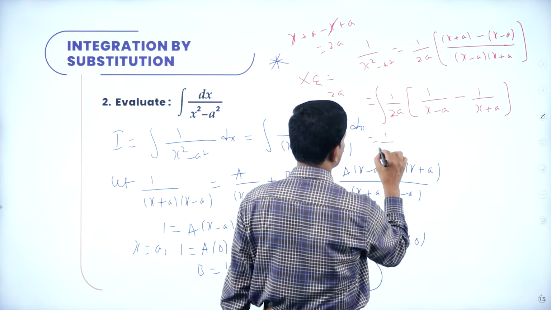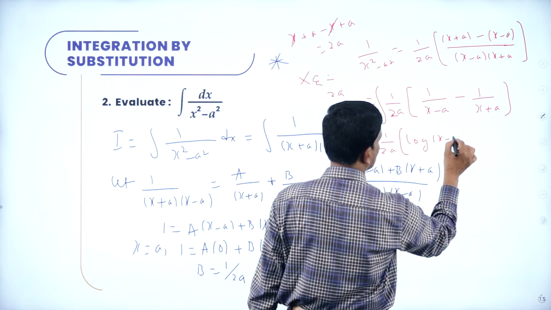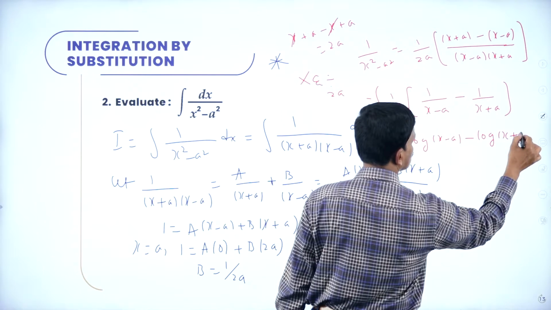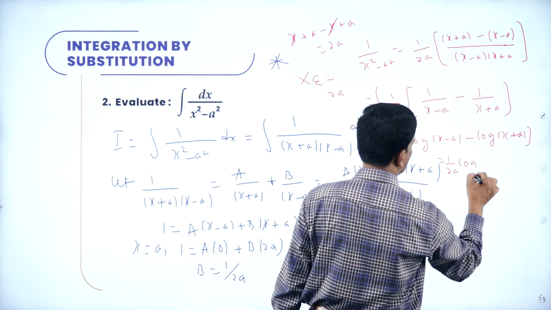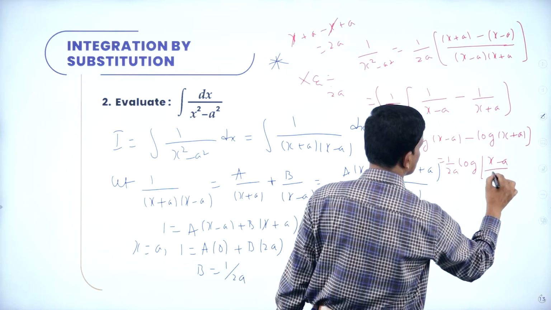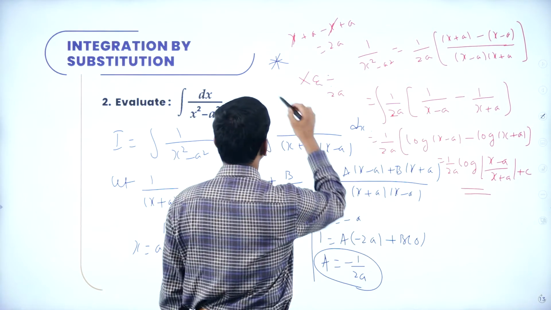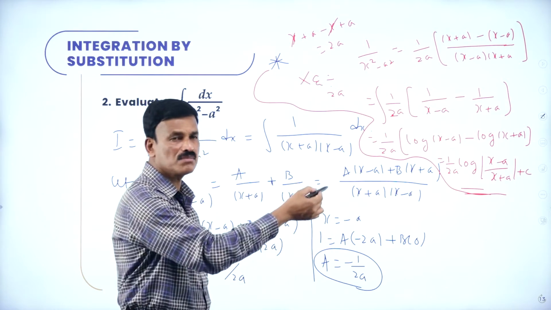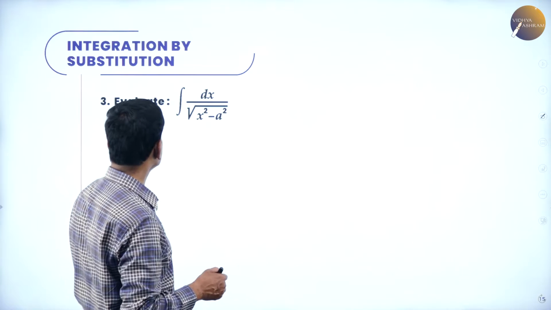So this is 1 over 2a into integration of 1 over x minus a, which is log of x minus a, minus integration of 1 over x plus a, which is log of x plus a. So this is 1 over 2a into log of mod x minus a by x plus a plus c. So this method can also be used to solve this problem. Any method you want. This is very simple, and this is by the method of partial fraction. Okay. Come to the next problem.